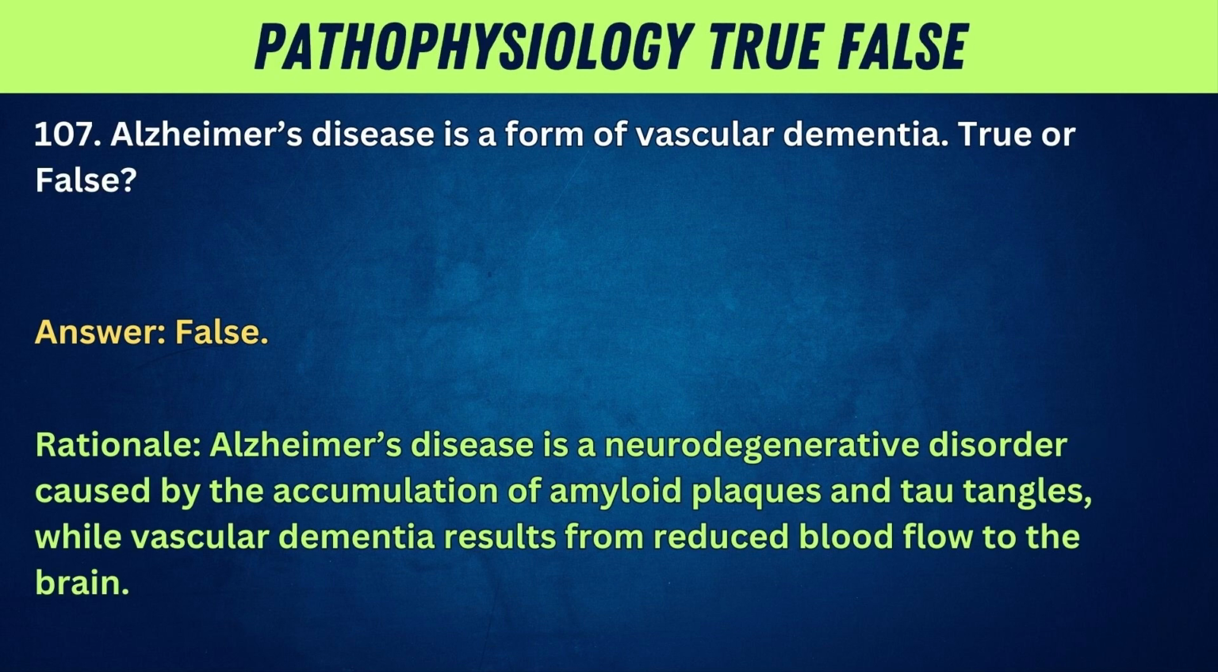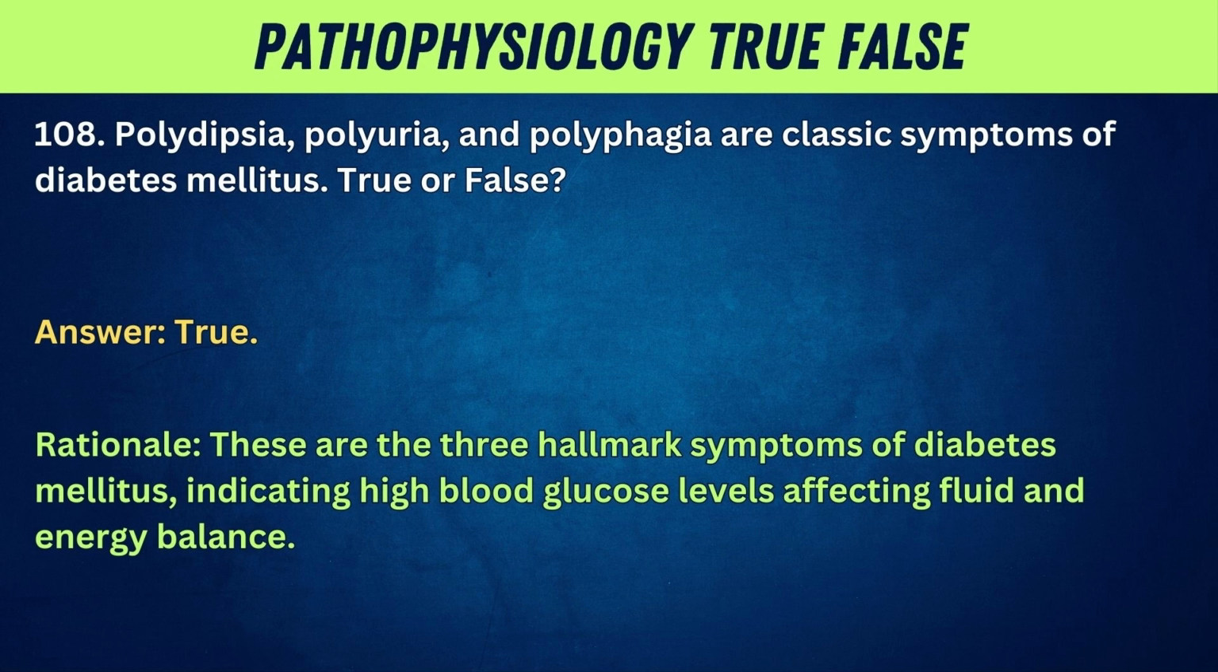107. Alzheimer's disease is a form of vascular dementia. True or false? Answer: false. Rationale: Alzheimer's disease is a neurodegenerative disorder caused by the accumulation of amyloid plaques and tau tangles, while vascular dementia results from reduced blood flow to the brain. 108. Polydipsia, polyuria, and polyphagia are classic symptoms of diabetes mellitus. True or false? Answer: true. Rationale: these are the three hallmark symptoms of diabetes mellitus, indicating high blood glucose levels affecting fluid and energy balance.